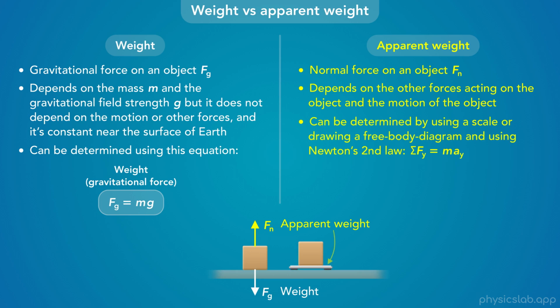An object's apparent weight can be determined using a scale, like we just mentioned, or by drawing a free body diagram and using Newton's second law, usually in the y direction. And finally, an object's apparent weight will be equal to its actual weight if the object is not accelerating up or down, and ay is 0. This is true if the object is sitting at rest, like this box, or if it's moving at a constant speed.